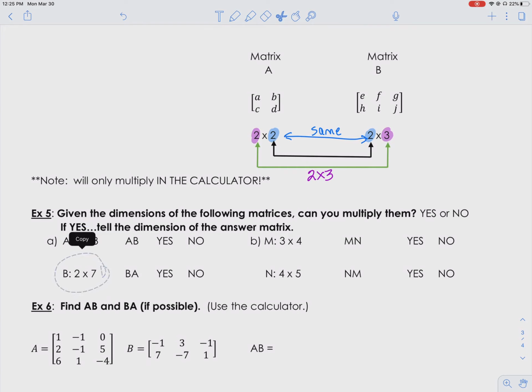So I want to know if I can multiply A times B. So that means I'm going to have a 7 by 3. That's my A. And here is my B, a 2 by 7. So the question is, are these guys the same? They're not. So you cannot multiply those together. Okay. Now, what about B times A? If you're multiplying B times A, then your B is 2 by 7, and your A is 7 by 3.